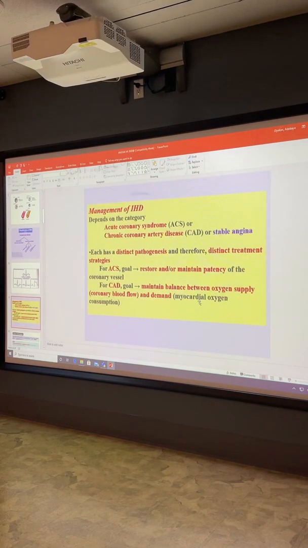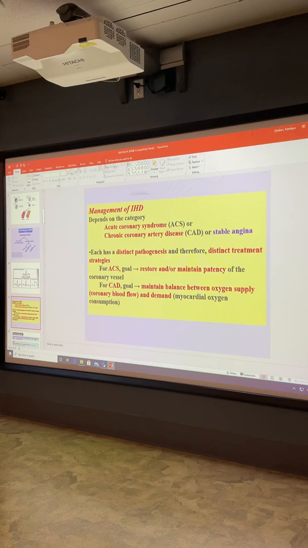Now, when it comes to management, the management will depend on the category of ischemic heart disease, so if it is acute or chronic, because each of them has a distinct pathogenesis. Therefore, you've got to treat it differently. You have to adopt strategies that are specific for each. So when you have acute coronary syndrome, the goal is to restore and maintain the patency of the coronary vessel as early and as quickly as possible, because if it's not done on time, it can proceed to myocardial infarction.